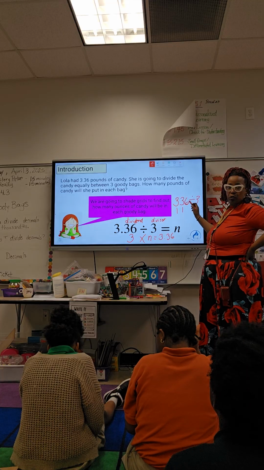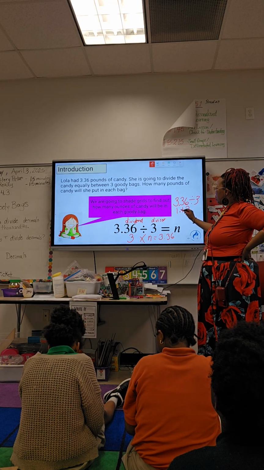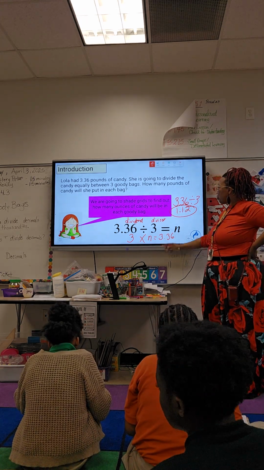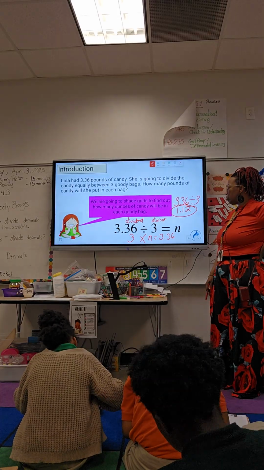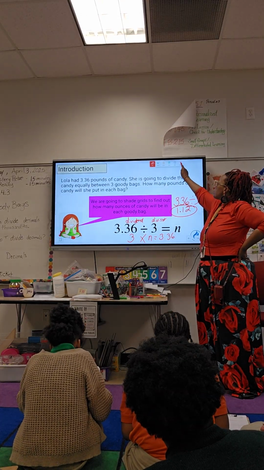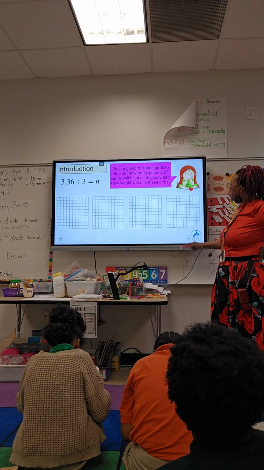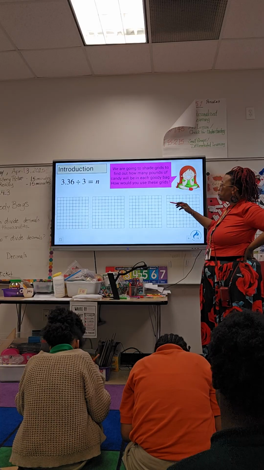6 divided by 3 is what, ladies? 2. I know my decimal was here, so I'll bring it back here, and there my answer would be here. So I know that 3 times 1 and 1200 would equal 3 and 3/600. All right, but we're going to shade in grids to help us visualize our problem.